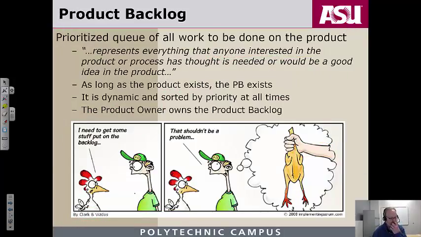All right. So it's a prioritized queue, just like you talked about prioritized queues in data structures. It represents everything that anyone interested in a project or process has thought is needed or would be a good idea in the product. So in classic requirements engineering, what you normally do is you try and define an initial scope. When I teach that class, I talk about building a fence around the product that represents the scope, and you can decide all the things that belong in the product and things that you can immediately decide are not appropriate for the product.